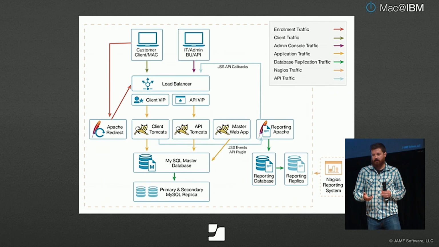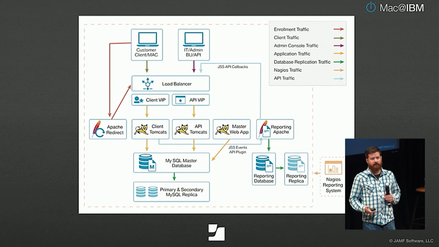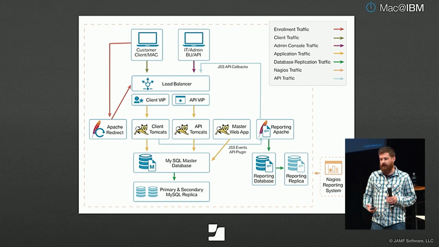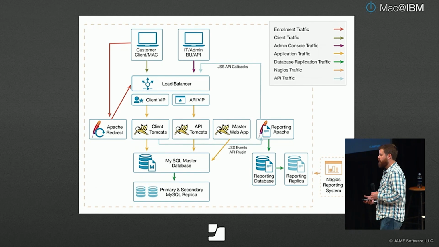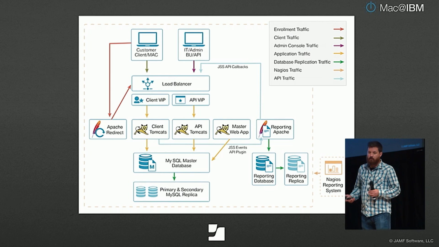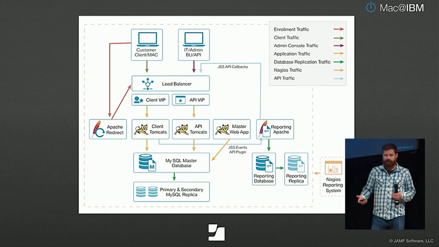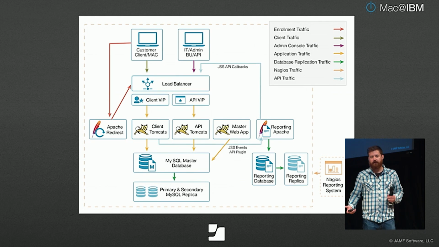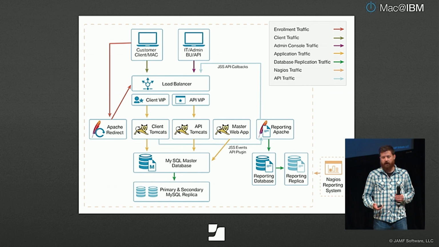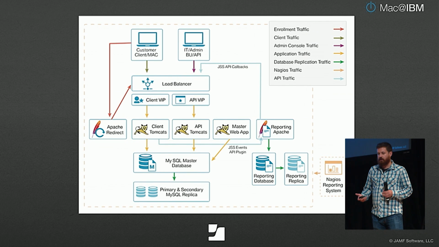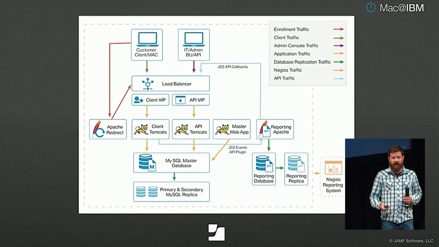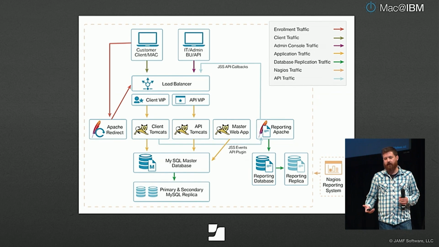Off to the left here, you'll see that we have an Apache redirect. And the reason we do that is so under maintenance or, say, an upgrade, we flip a little image file on Apache that tells people, hey, we're under maintenance. So if they go to setupmymac.com or setupmymac.ibm.com, they get a nice little message saying, hey, we're under maintenance. Like, you can't enroll right now because we're under maintenance, and that way they don't call the help desk.